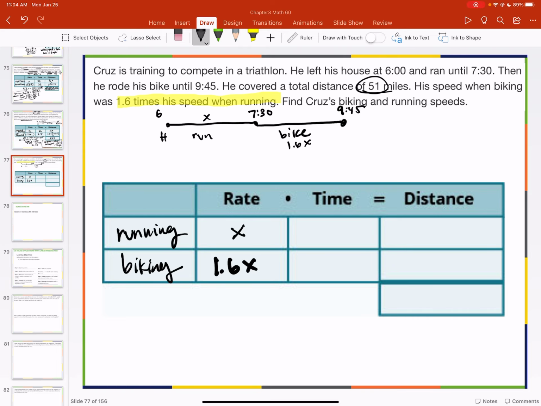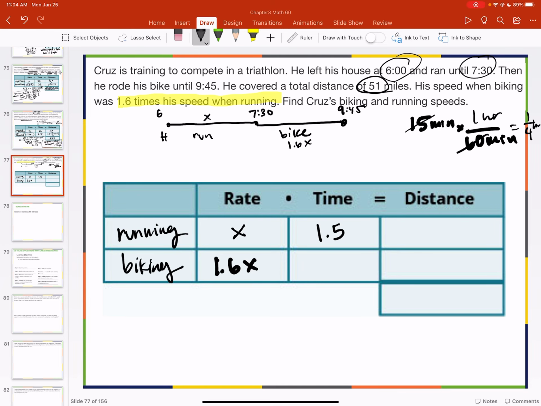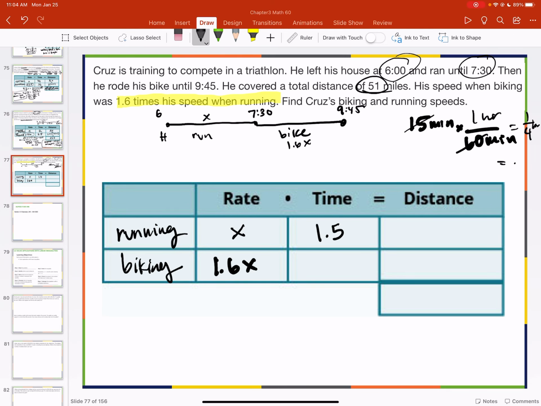Okay, so here it says he left his house at 6 and ran till 7:30, so he spent an hour and a half running. And then he rode his bike till 9:45, so he spent 2 hours and 15 minutes. But we need to convert 15 minutes to hours. We already did that earlier because 30 minutes is equal to half, which is 0.5. So 15 minutes is 1/4 of an hour. So in decimals, that would be 0.25. So this is going to be 2.25 hours.